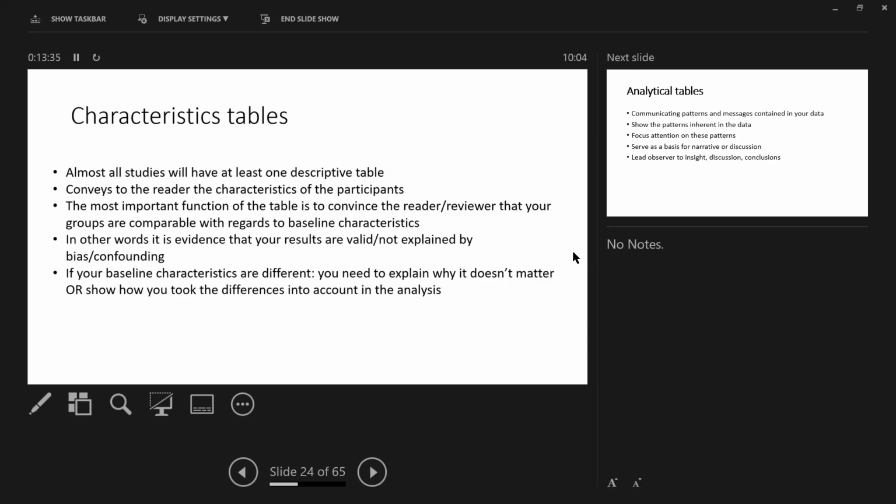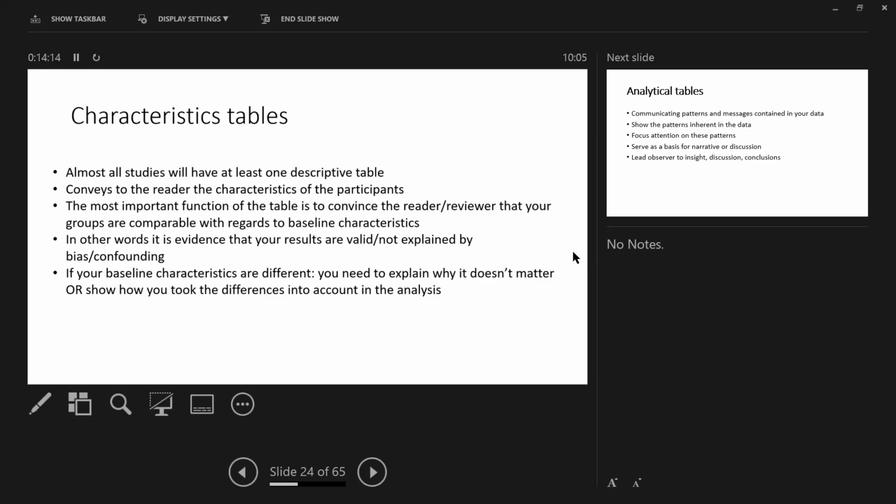I want to talk a little bit about the so-called Table 1, the table where you give the characteristics of your patients in clinical research. This is very important, and it tends to exist in most studies. It conveys to the reader the characteristics of the patients. Generally, this table is purely descriptive. You can have a p-value if you're comparing two different groups, but it's okay. This table is not your results.